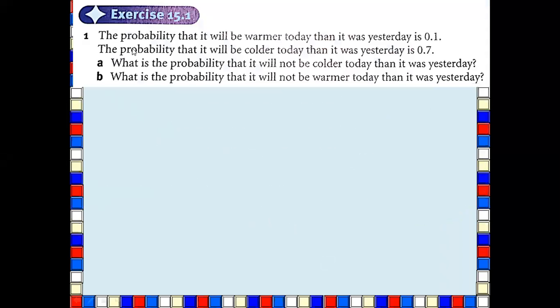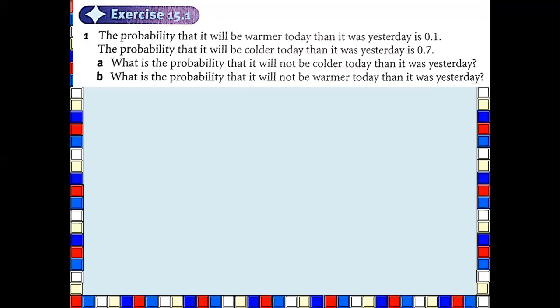Question number 1 says, the probability that it will be warmer today than it was yesterday is 0.1. The probability that it will be colder today than it was yesterday is 0.7. So we have 2 pieces of information in this question. Today, warmer than yesterday, 0.1. Today, colder than yesterday, 0.7. Part A says, what's the probability that it will not be colder today than it was yesterday?